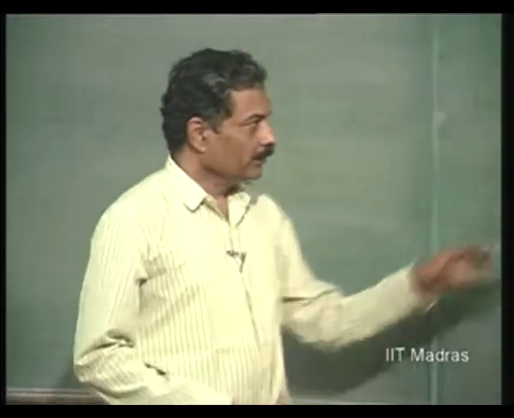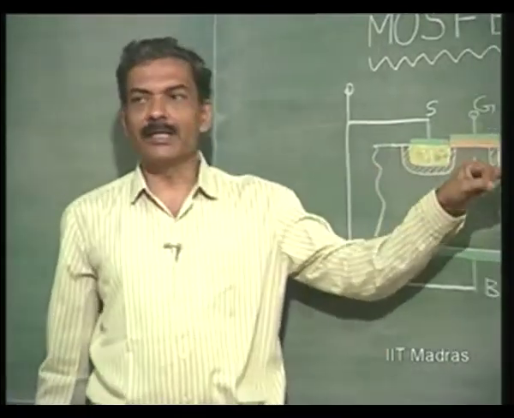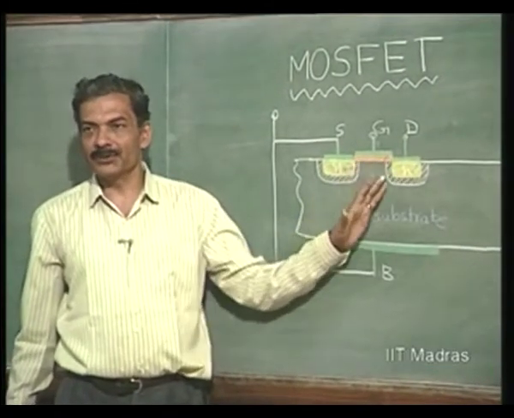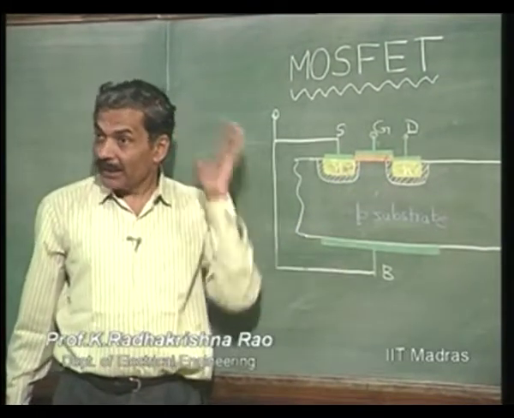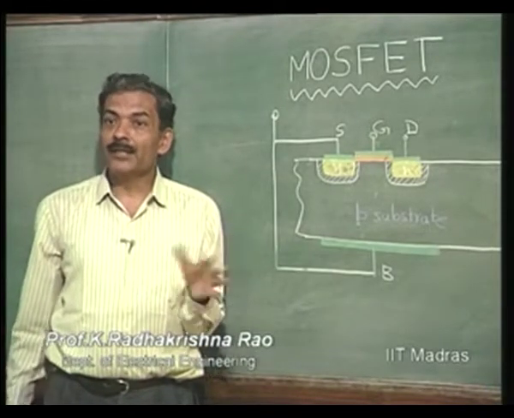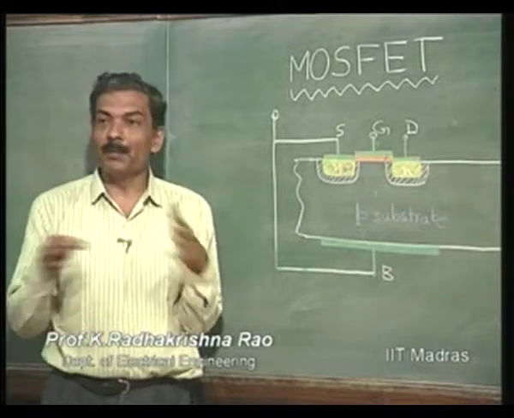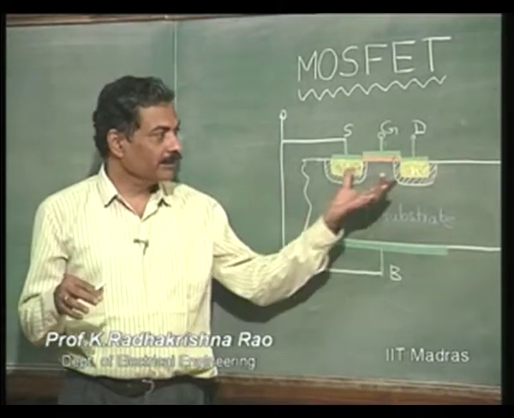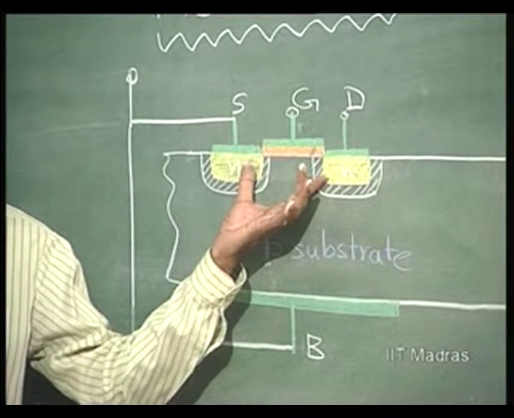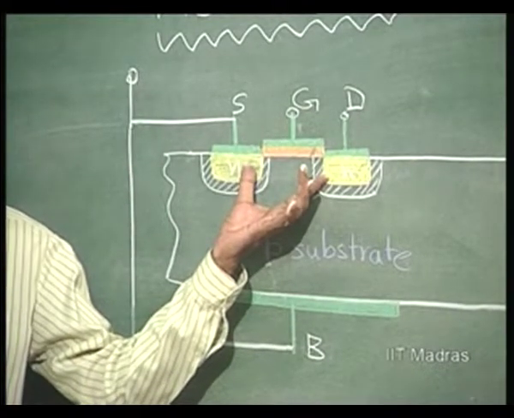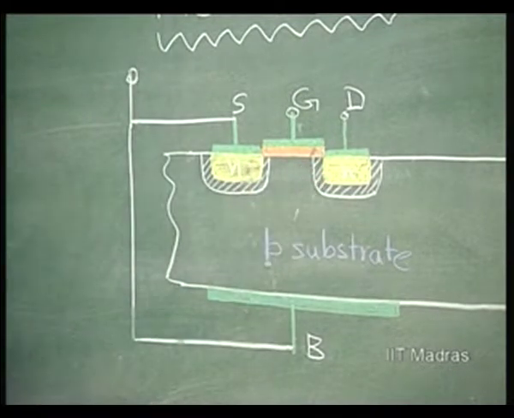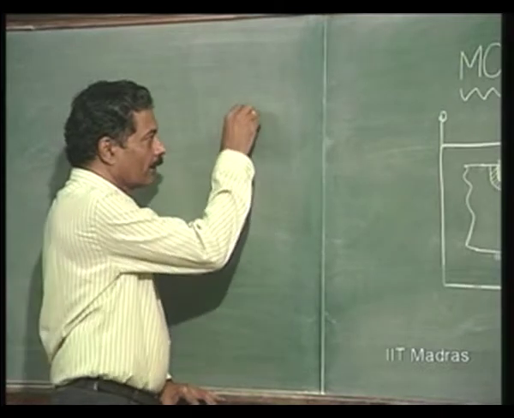I told you there is no connection between source and drain. That means the resistance between source and drain is infinity as such. So, the enhancement type of MOSFET is normally open. If you are using it as a control switch, it is a normally open control switch.